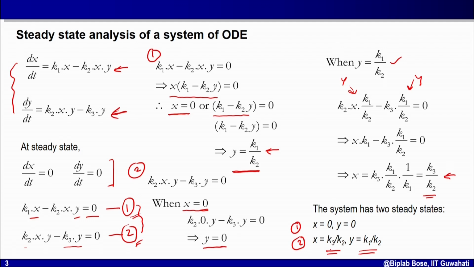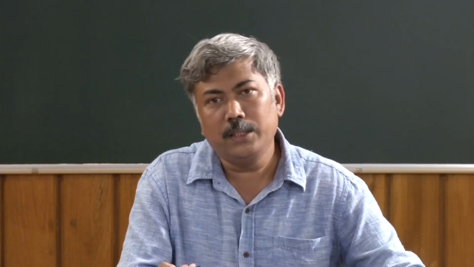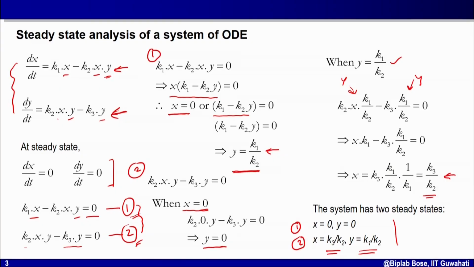Take the value of x and put it in the first ODE, and in the second ODE take the value of y and put it in. You can use simple algebra and calculate and see that for this value of x and y, both dx dt and dy dt are equal to 0. So our predator-prey system has two steady states.